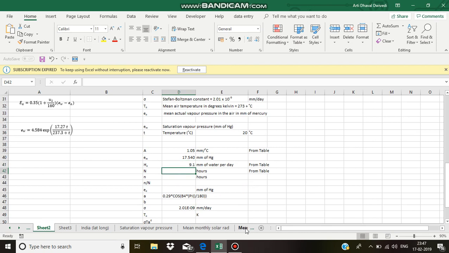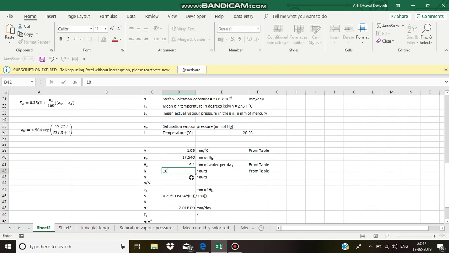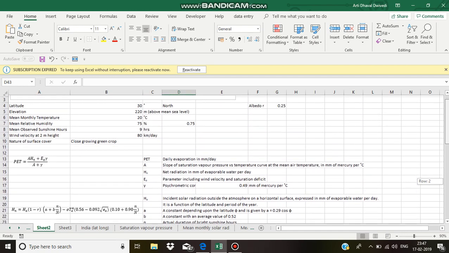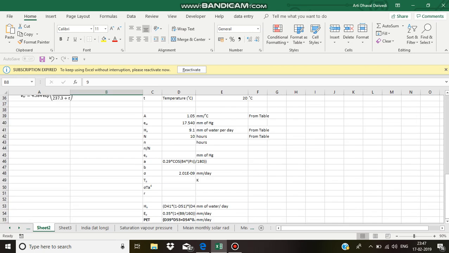N is also available from the table. N for 30° latitude, November month, is 10. And small n is already given. Actual duration of bright sunshine hours. The mean value is given. Mean observed sunshine hours 9. So n divided by N is 0.90.